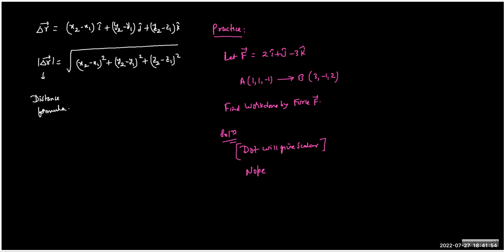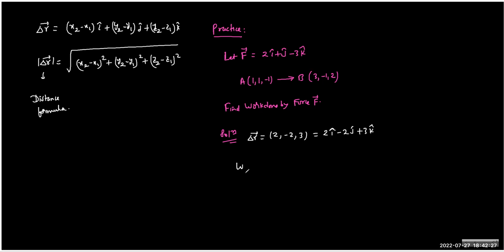Okay. The first step should be to find the delta. What is delta, guys? Final minus initial. So 3 minus 1 is how much? 2, comma, minus 1 minus 1, minus 2. 2 minus minus 1. So how many of you are getting this delta first of all? Very good. Sir, I got it.